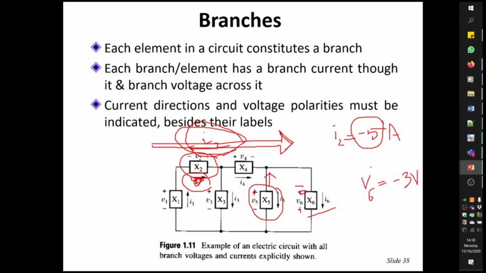But if that would be the case, then we should write V6 equals plus 3 volts, because the polarity is now correct. But if the labeling of the polarity is the opposite, in other words, this is plus and this is minus, then we should write V6 equals minus 3 volts. So you can use the sign of the value to tell you about the direction of the voltage or the current, right? It's a simple concept, but an important one that we need to keep using in circuit analysis. Okay.